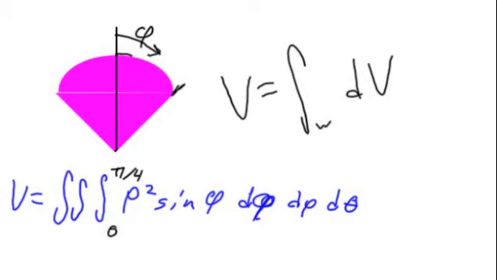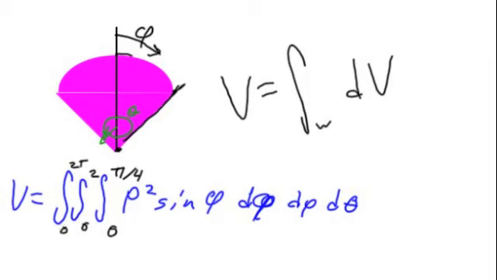Next is the d rho, and rho we're going to be integrating from 0 out to the edge, which in all places is our radius of 2, so that's integrating 0 to 2. And then finally our theta values. Theta is the angle around the z-axis in the xy plane, and it's going to go all the way around, so that's 0 to 2 pi.